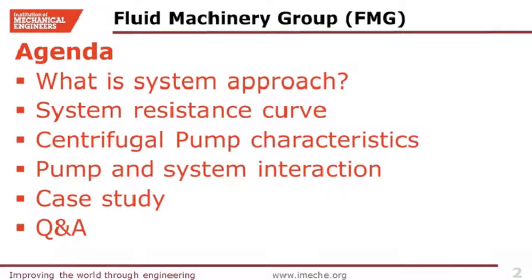Agenda for today's webinar: we briefly explain what system and system approach means. Then, as we are going to focus on hydraulic interaction between pump and piping system, I will briefly explain the characteristics of piping network, which we call system resistance curve. Then we briefly review the characteristics of a centrifugal pump by reviewing its performance curve. And then we review how pump and system are going to interact with each other in different operating scenarios.